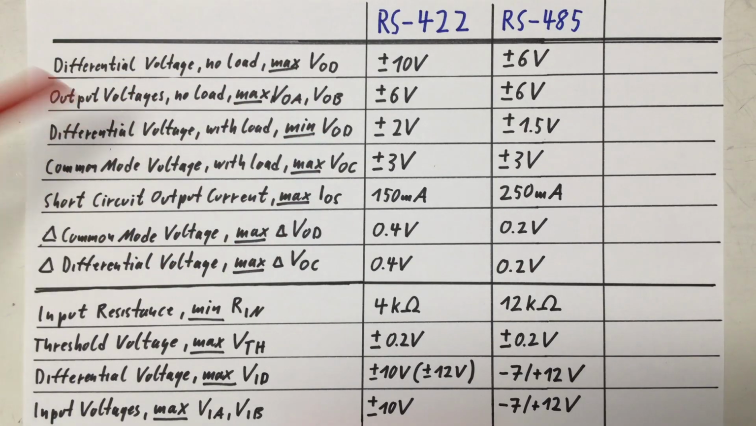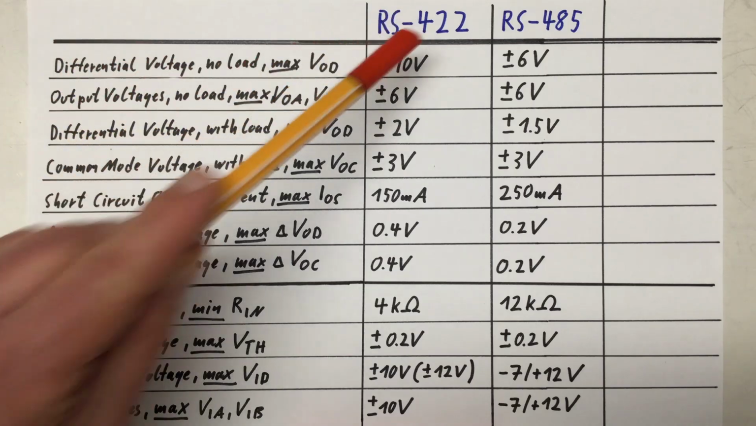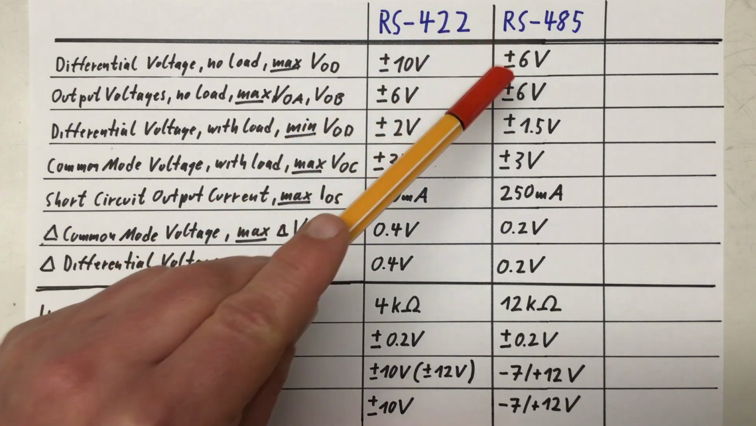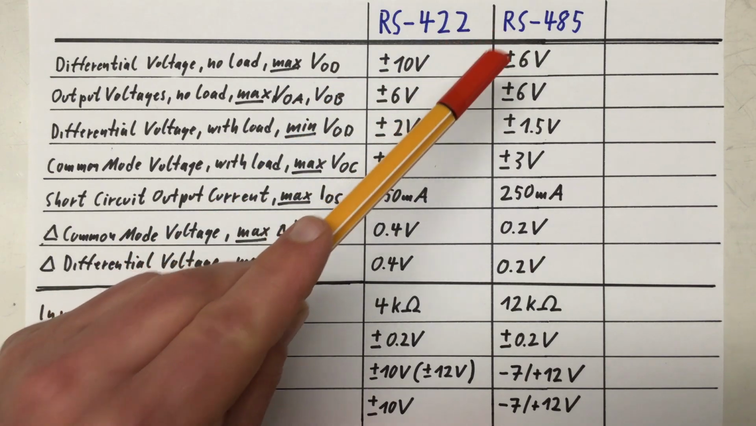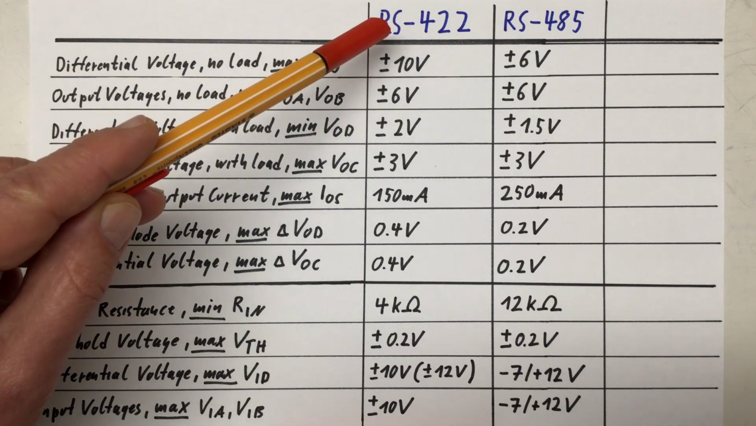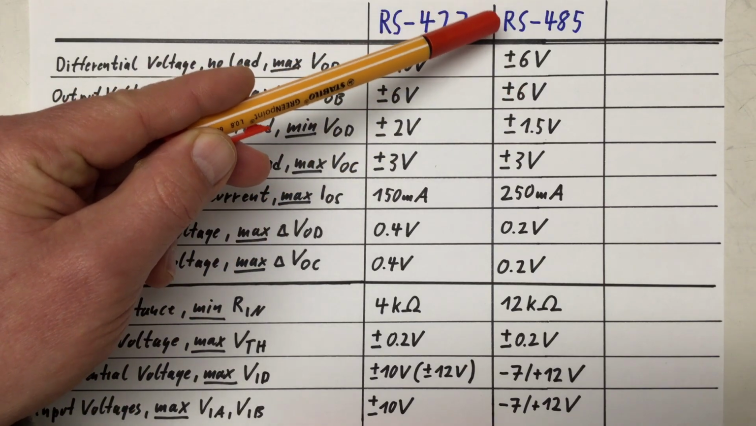The first block here is about values for the transmitter, while the second block here is for values for the receiver. The maximum differential voltage between the A and B pins of an RS-422 transceiver with no load is plus minus 10 volts. That's reduced for RS-485 to plus minus 6 volts. The maximum output voltages for the A and B pins measured to ground, again with no loads, are for RS-422 plus minus 6 volts, and it's the same for RS-485.